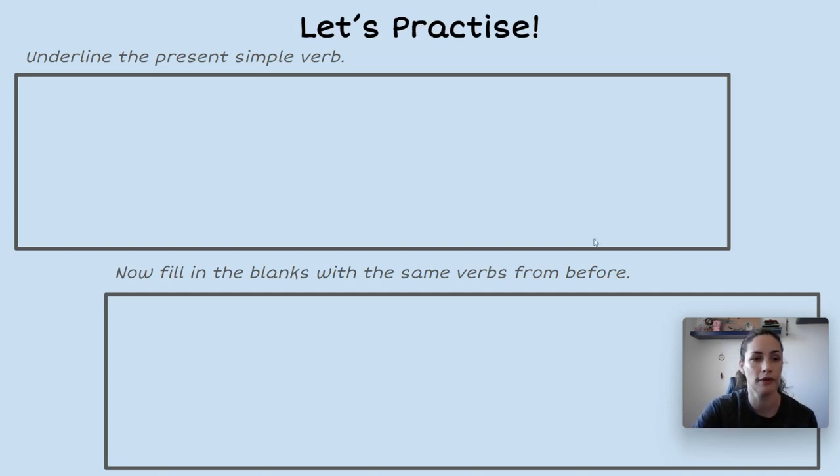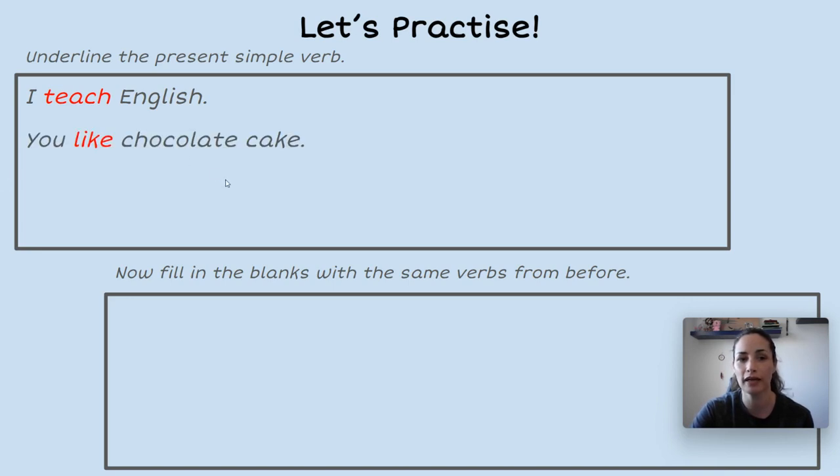Okay, so let's go ahead and move forward. Underline the present simple verb. This was an exercise where we were going to identify the verb in the sentence. I teach English. What do I do? I teach. So teach would be that verb. You like chocolate cake. She reads very fast. What does she do? She reads.